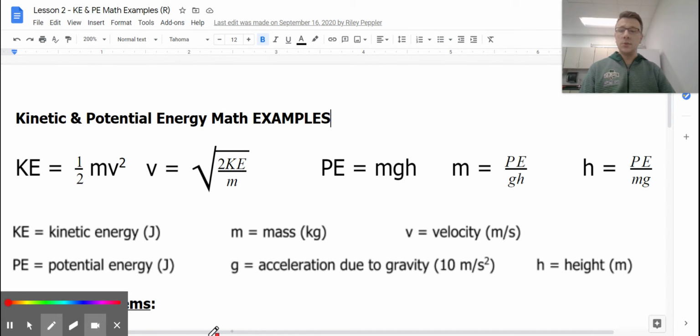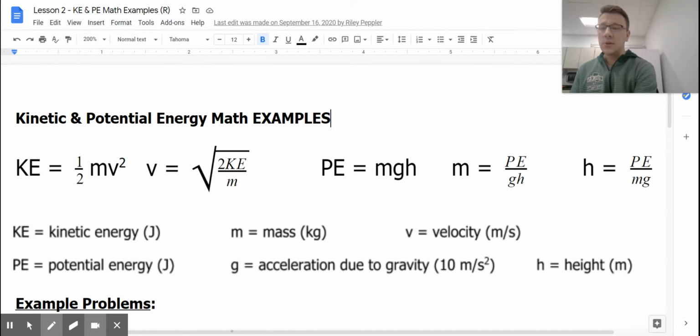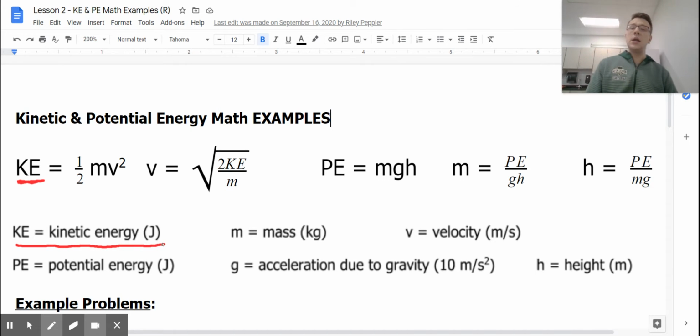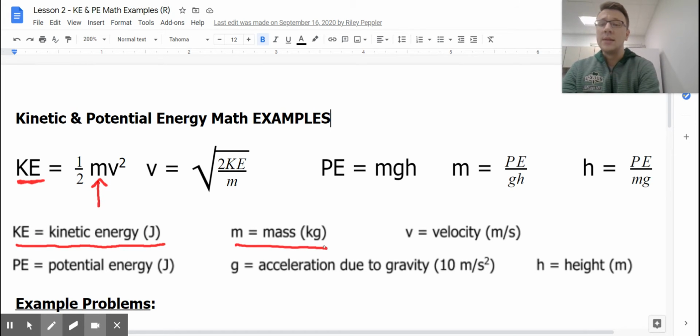So, let's jump right into it here, and let's start by talking about kinetic energy. That's what this KE stands for, is kinetic energy. Okay, so you can see that right here. And kinetic energy is measured by multiplying mass, which is the M here, right? Mass, which we've learned about before, times the velocity squared.